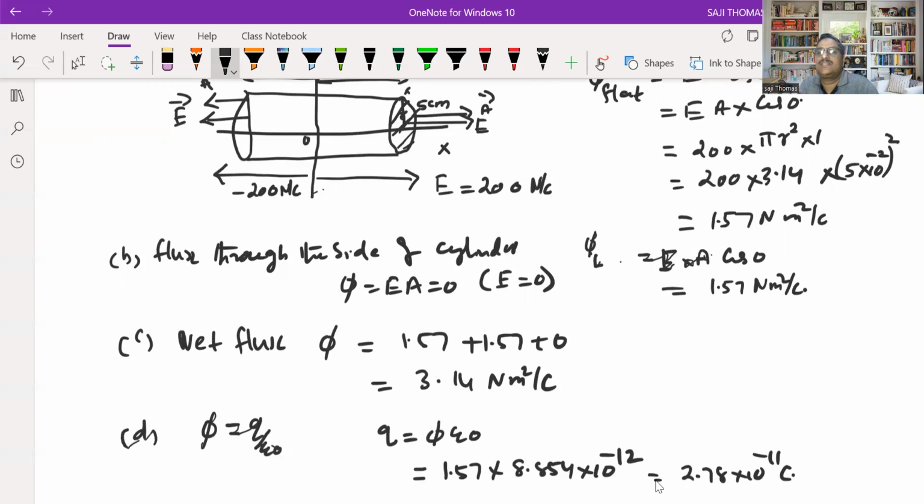Okay, children. These types of numericals are very important. They may change the equation or values. Very important. Practice yourself.